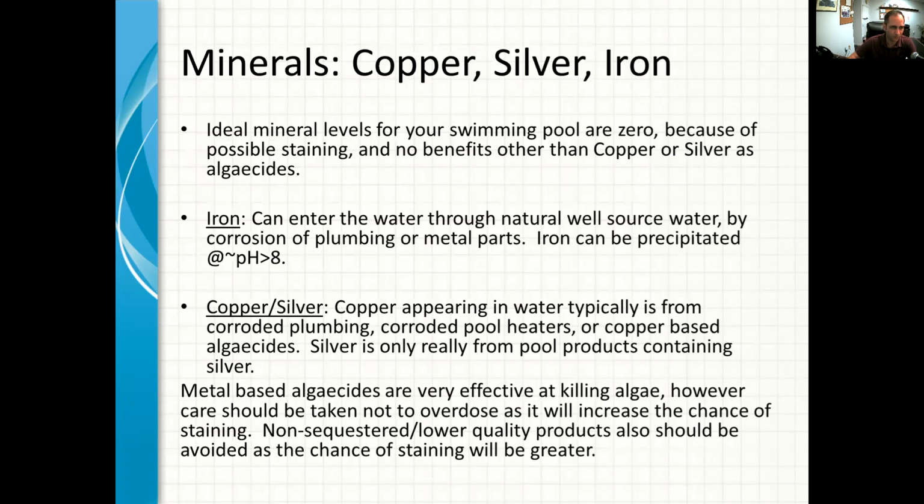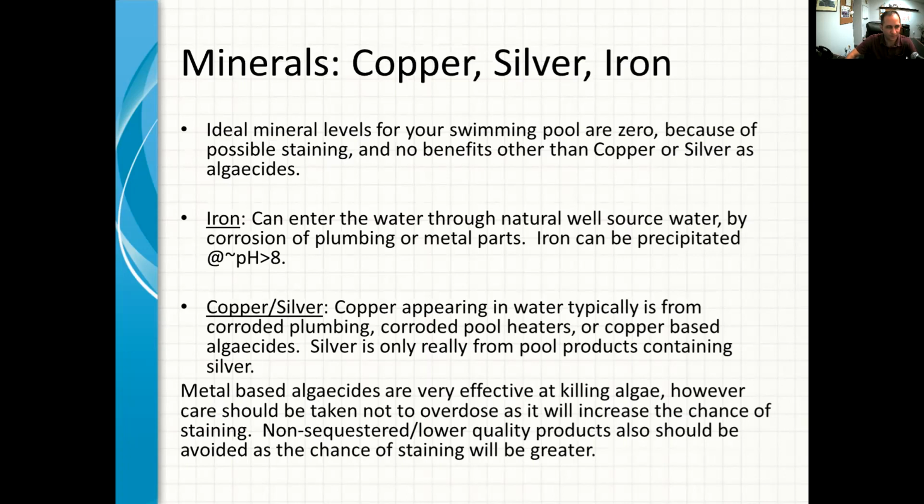You can precipitate it out at a high pH above like 8. It'll start to precipitate out. The cause of iron can be natural, could be from metal plumbing or from a well. It can occur naturally in wells. It also could be from corrosion. If you see rust in the pool, it's probably from that.